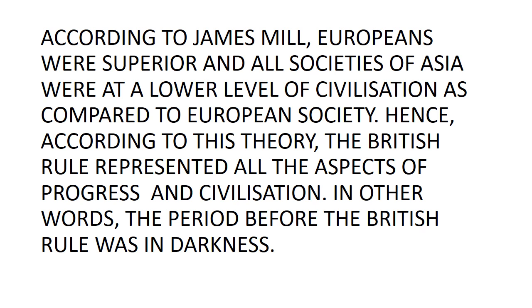According to James Mill, Europeans were superior and all societies of Asia were at a lower level of civilization as compared to European society. Hence, according to this theory, the British rule represented all the aspects of progress and civilization. In other words, the period before the British rule was in darkness. The British Raj. Many historians refer the British Raj in India as colonial period or colonial rule.